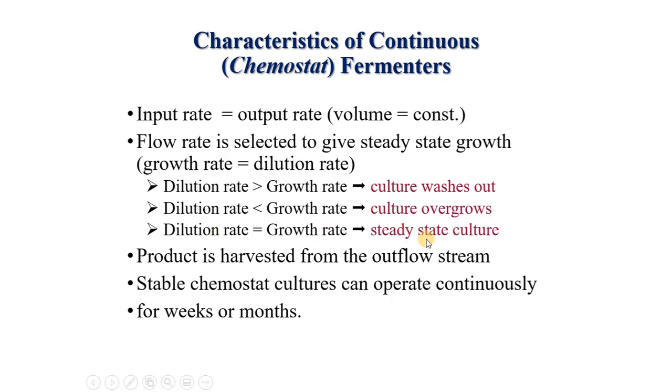If you are maintaining the steady state culture, you can harvest the product from the harvest pipe and get a very good yield of products. The product is harvested from the outflow stream. Stable chemostat cultures can operate continuously for weeks or months. Minimum maybe 2 to 3 weeks, up to 10 months, we can do the continuous fermentation process. And this is very famous in the industry.